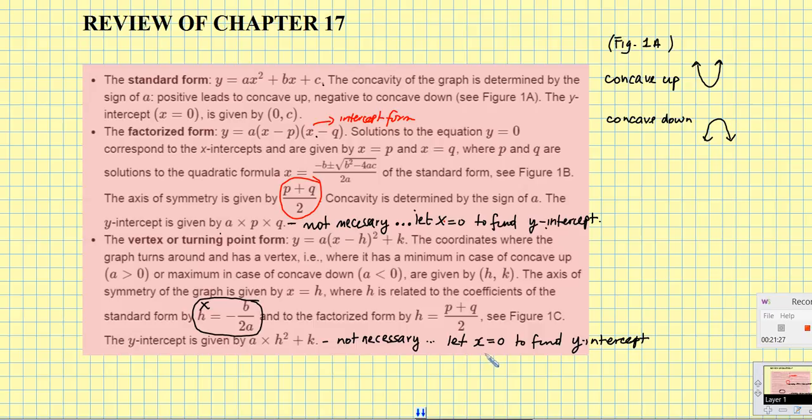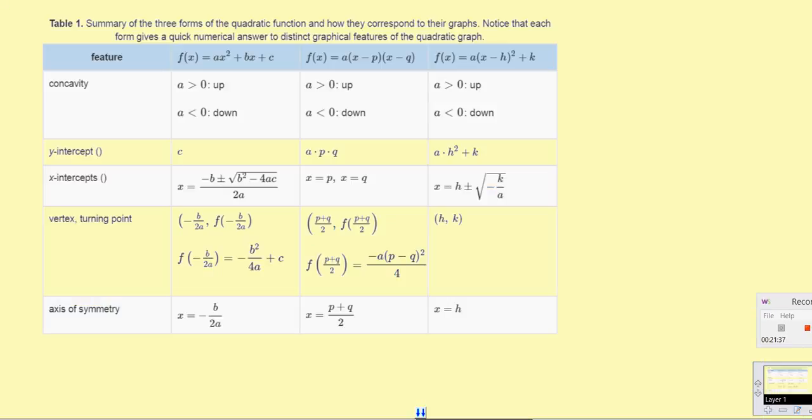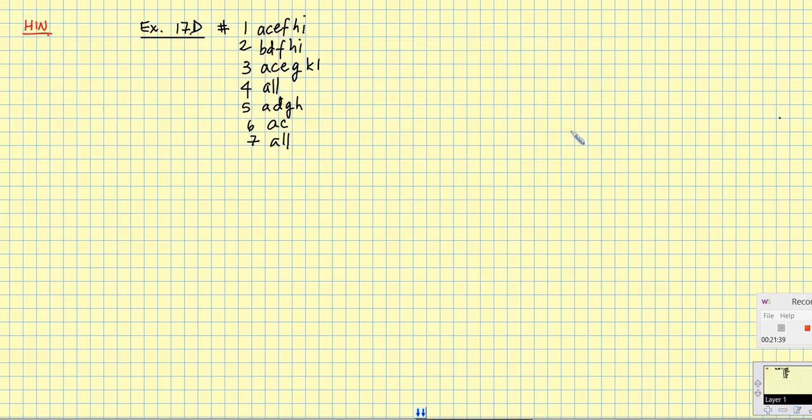Okay, so your work will be basically to complete exercise 17D. And these are the questions that you'll be doing for me for the next class.